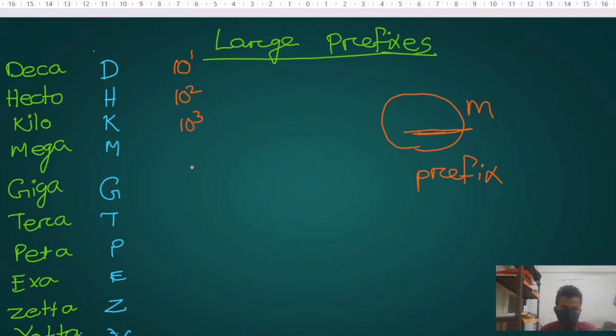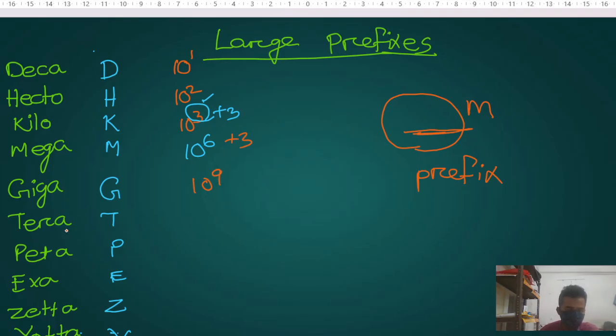After the kilo, you will add 3 more in each step. Here 3 is present, so it will be added to another 3. That is 3 plus 3 is 6, that is 10 to the power 6. After that you add 3 to 6, that will be 10 to the power 9.